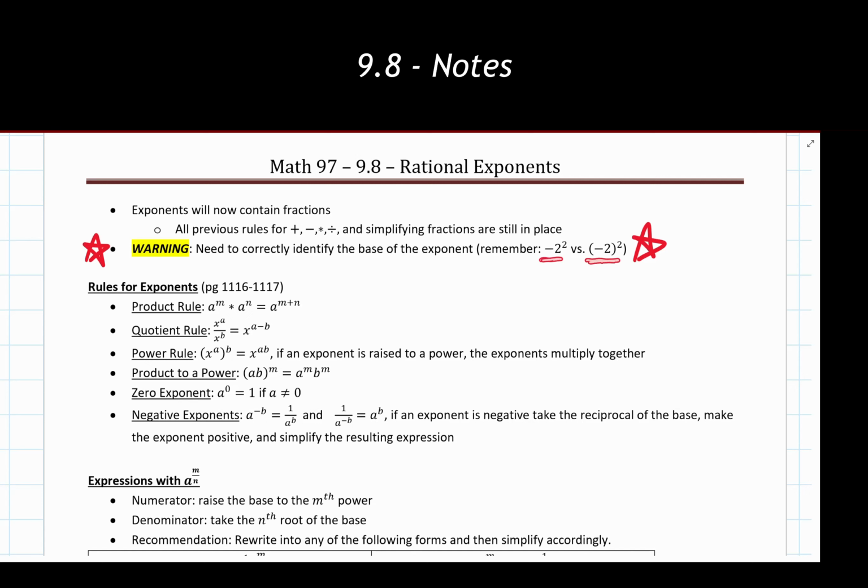In this first example, the negative is not included in the calculation with the exponent. In the second example, that negative is included in that calculation because it's contained inside a set of parentheses. That subtle difference is something that we absolutely need to keep track of as we are going through and seeing some problems in this section.